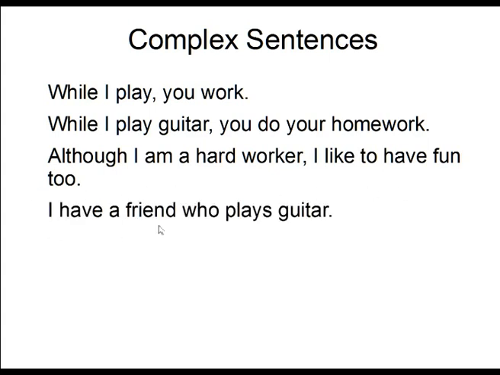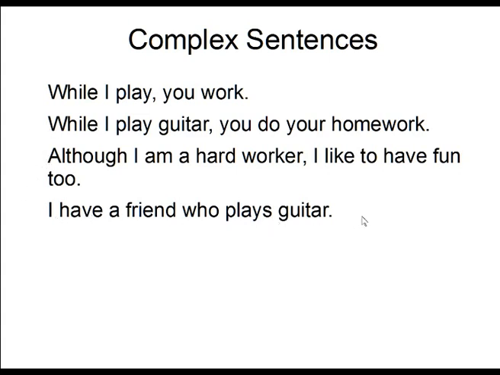I have a friend who plays guitar. So in this sentence, I'm talking about my friend, and this friend plays guitar. I could also say, I have a friend, my friend plays guitar. Or, I have a friend, and he plays guitar. Something like that. This is a dependent clause. It's got a subject and a verb. It's a different type of dependent clause than is in these two sentences, but it still makes a complex sentence like this.